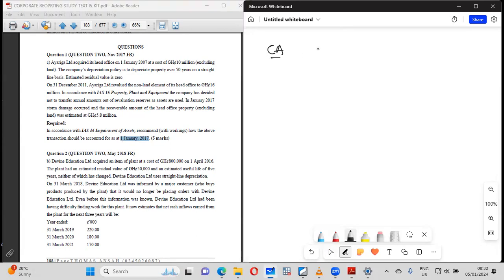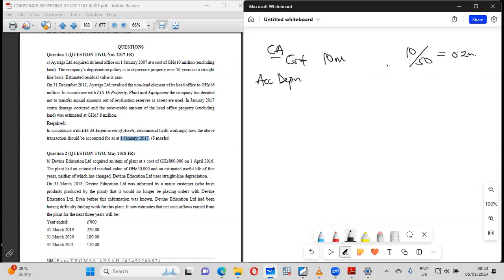So now, the cost of the asset is 10 million. What will be the accumulated depreciation? We are told that it is 50 years. So 10 by 50, that gives us depreciation every year of 0.2 million. All right. So that is that.